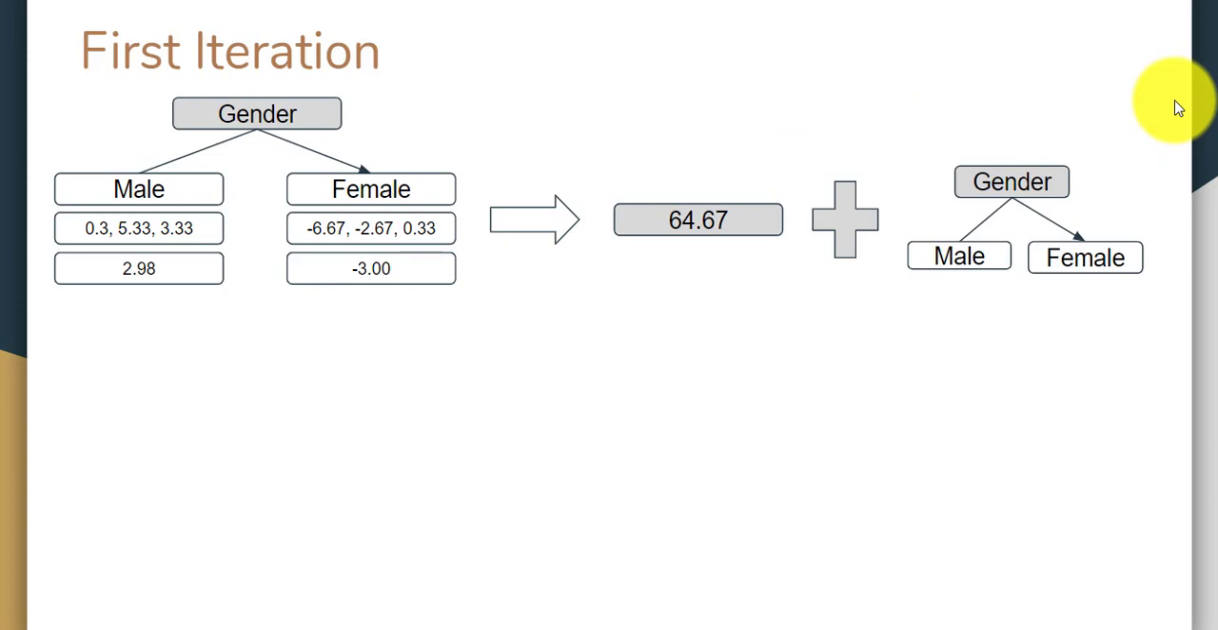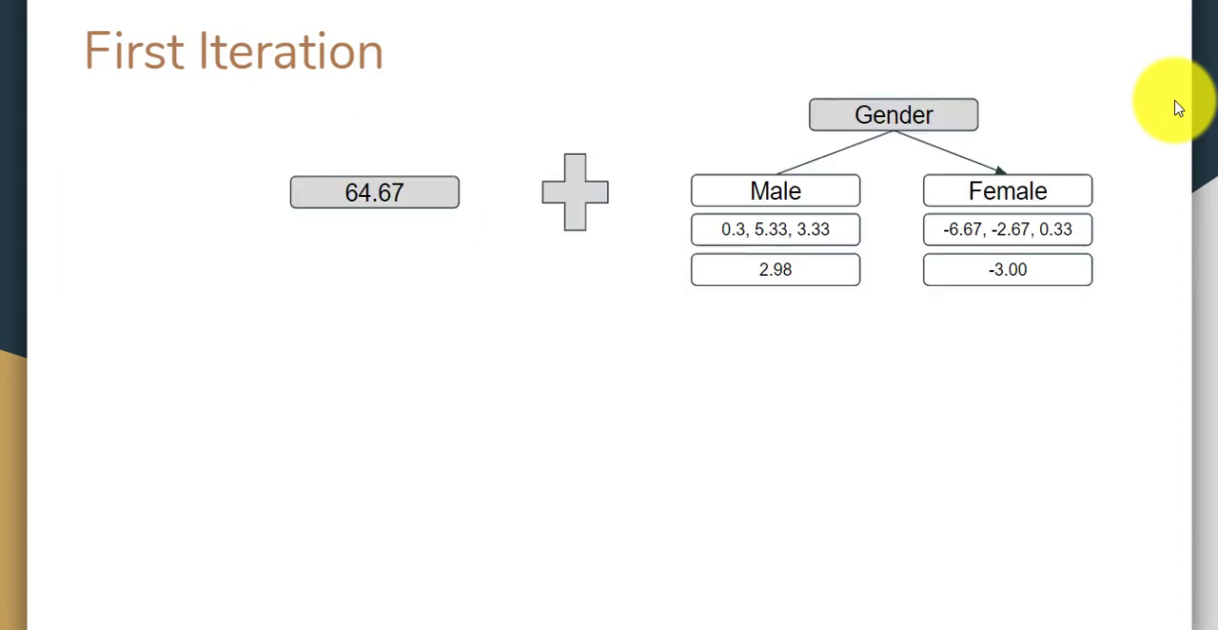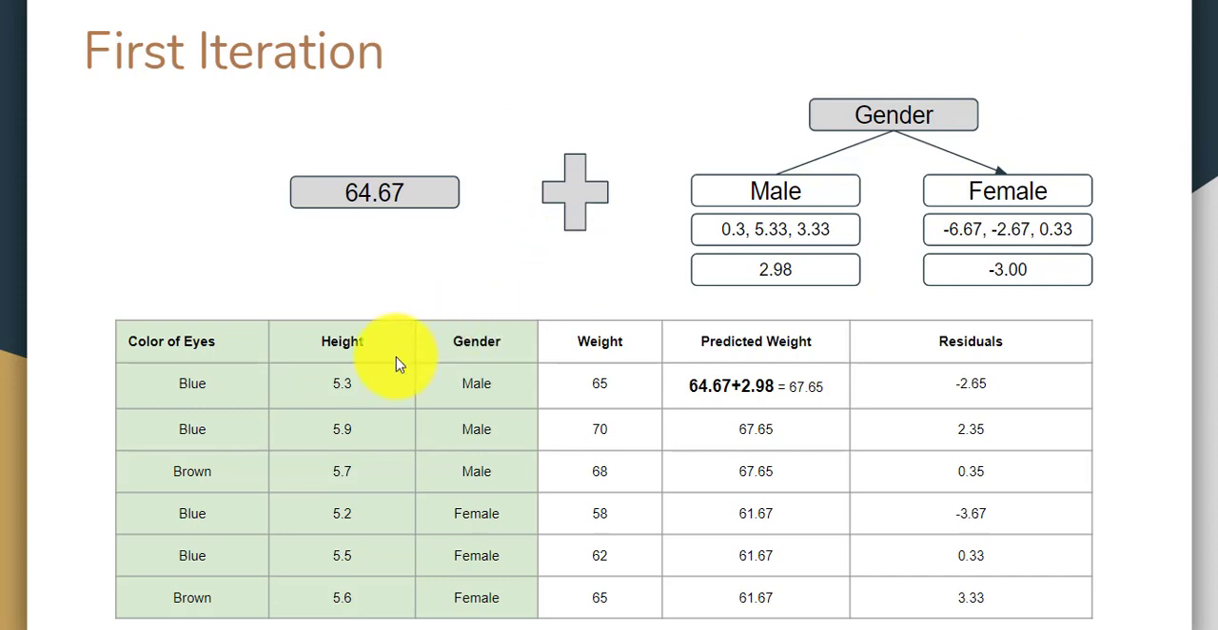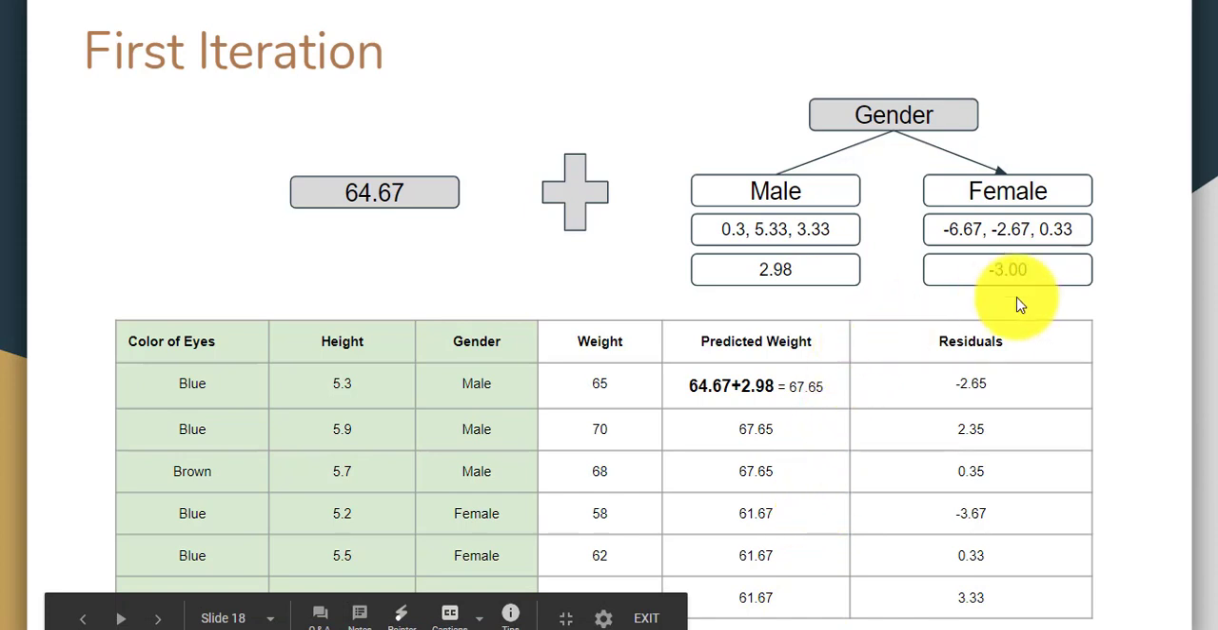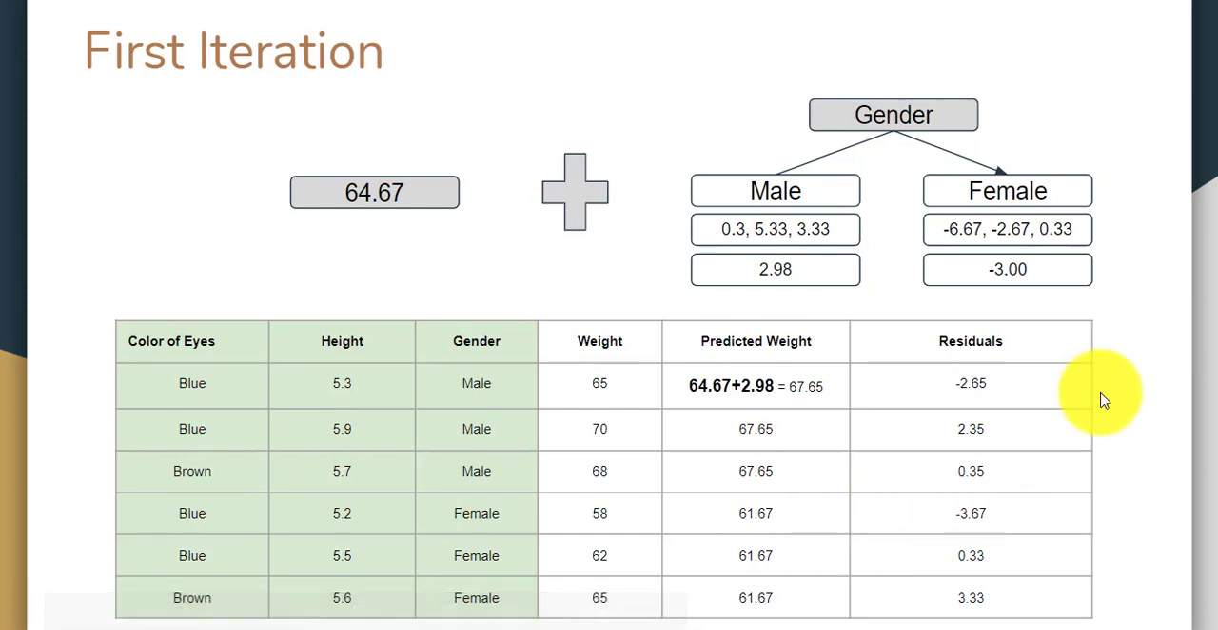Now I can add these residuals to my output, which is nothing but the mean for the base case. For males, I can add 64.67 plus 2.98, which gives me 67.65. Similarly for females, I can add minus 3 to 64.67, which gives me 61.67, and again I can calculate residuals. But there is some problem with this approach.